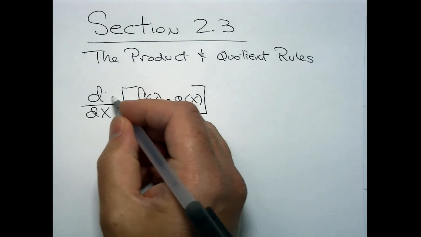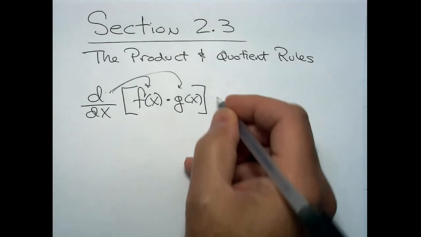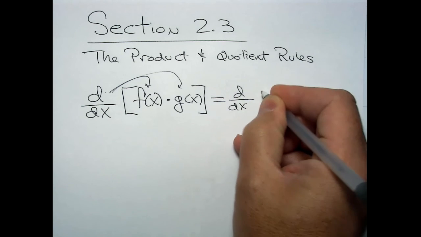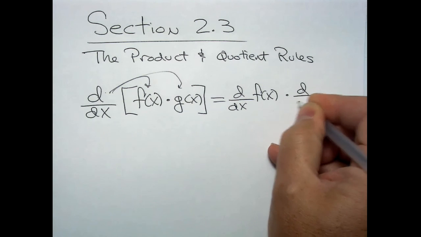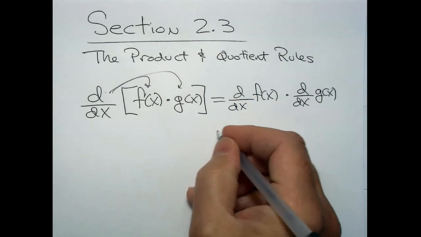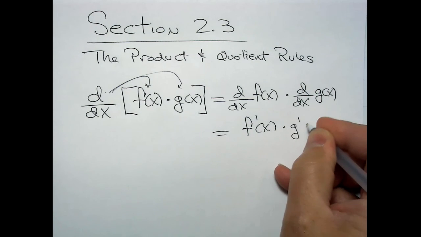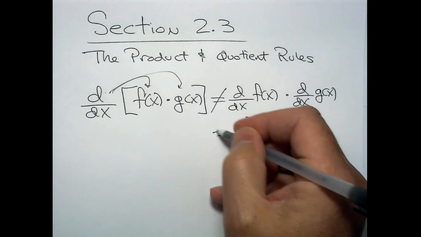Unfortunately, it does not. What we would love to happen would be that we simply distribute the derivative and say, well, all we need to do is take the derivative of the f function and multiply that by the derivative of the g function. In other words, f prime times g prime. While that's what we would like, that's not the way it works.